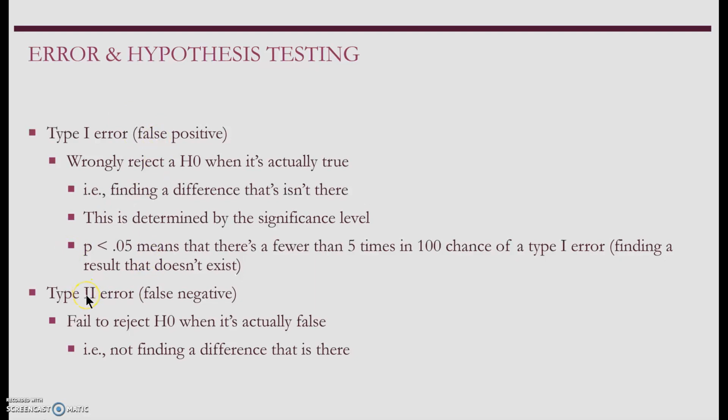Type 2 error will be the opposite. So if you think about it like a drug test or blood test or pregnancy test, you get a false negative. That means you got a negative sign, but it's actually positive in reality. So it's the opposite type of error.